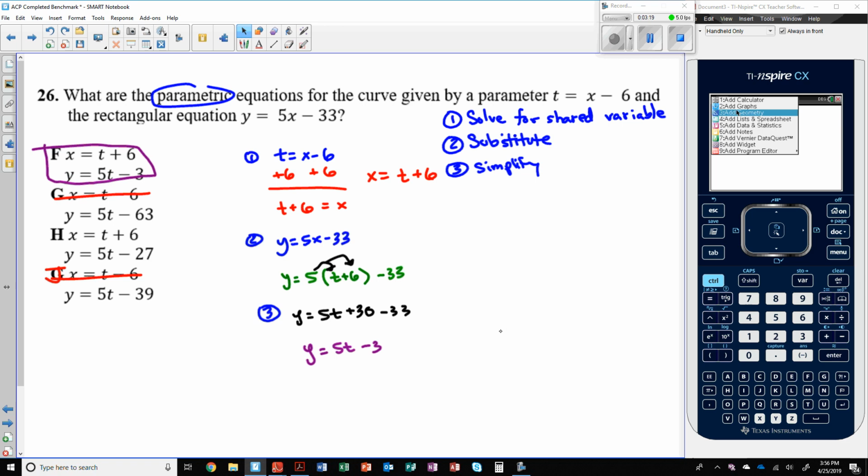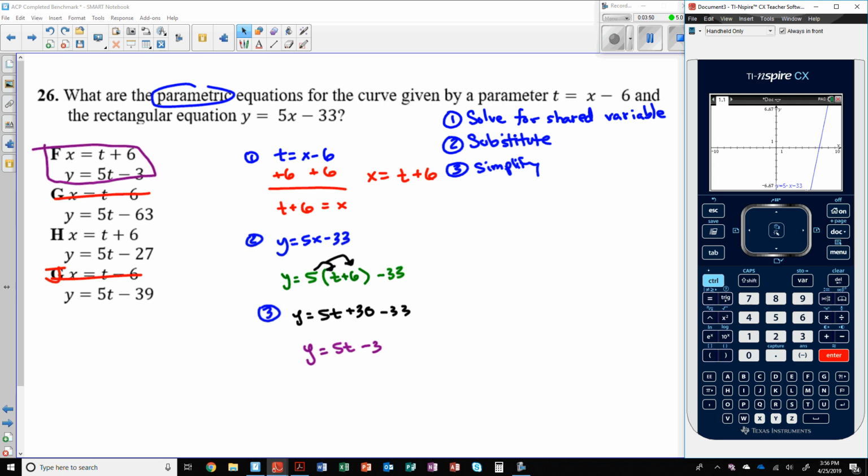So that's how you do number 26. You could graph these and check by graphs just to make sure they're the same. First, they gave us, this is when you have a y and an x, it's rectangular. You can graph it as a relation. And so I could type it in here, y equals 5x minus 33. And so now we see what the graph is supposed to look like.